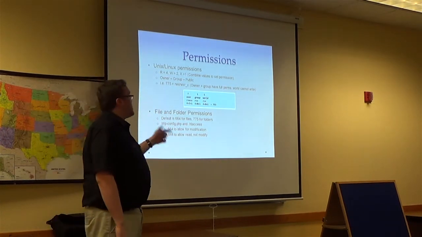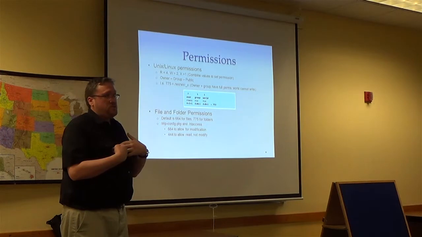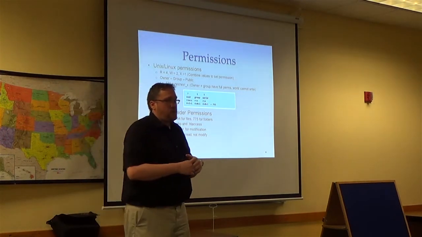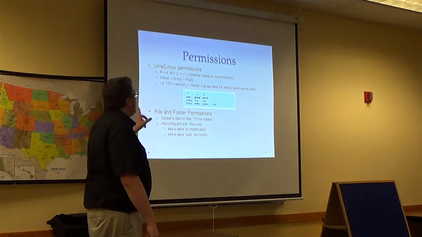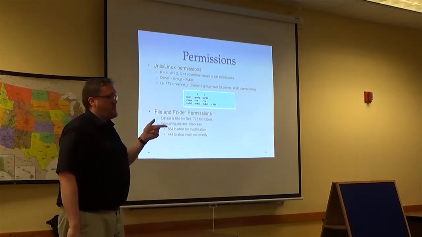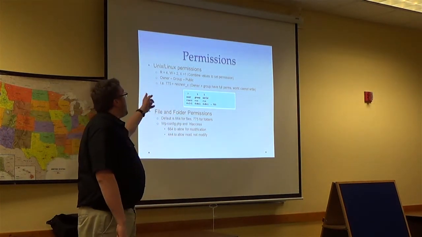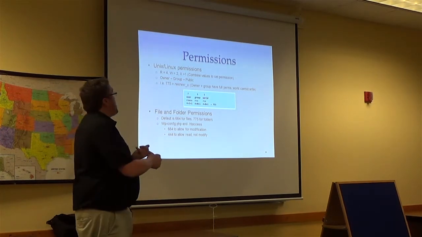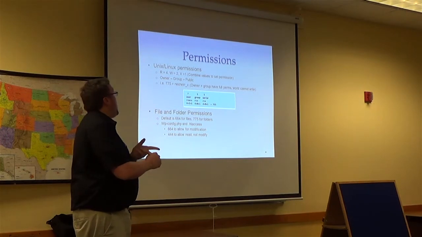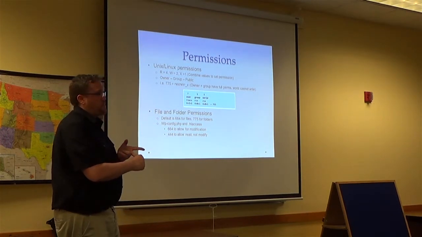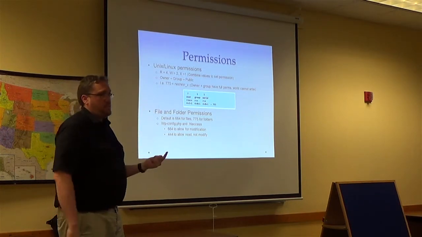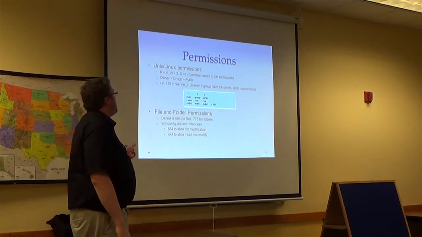Those three numbers represent: the first one is you, the user, whoever the file is owned by; then the group ownership; and then what the public can see. And those numbers, which go from 0 to 7, are a combination of values. The read privilege is worth 4 points, the write privilege is worth 2 points, and the execute ability is worth 1. So you combine those and that's how you get that number. That's what it means.